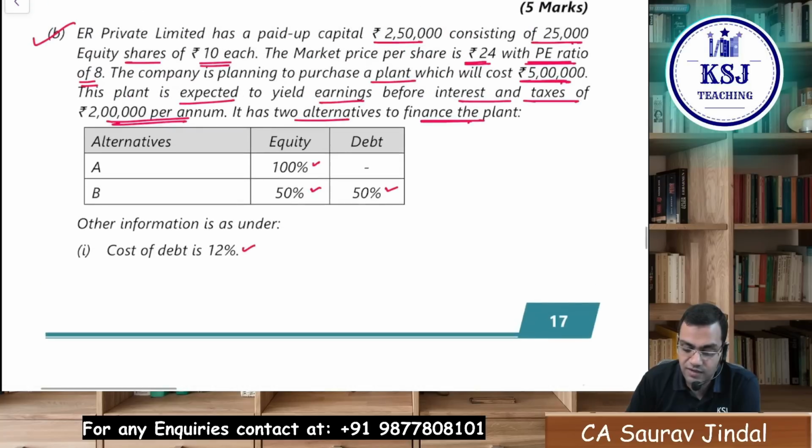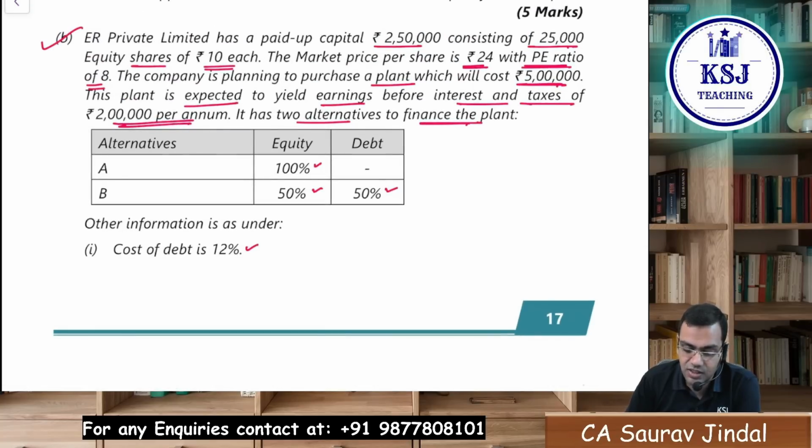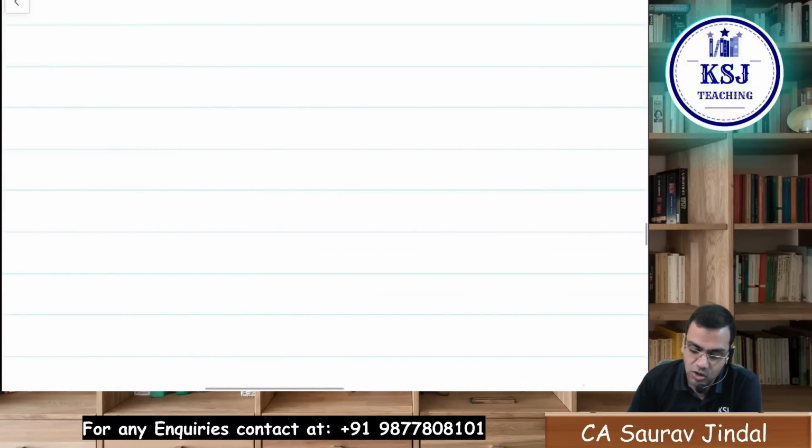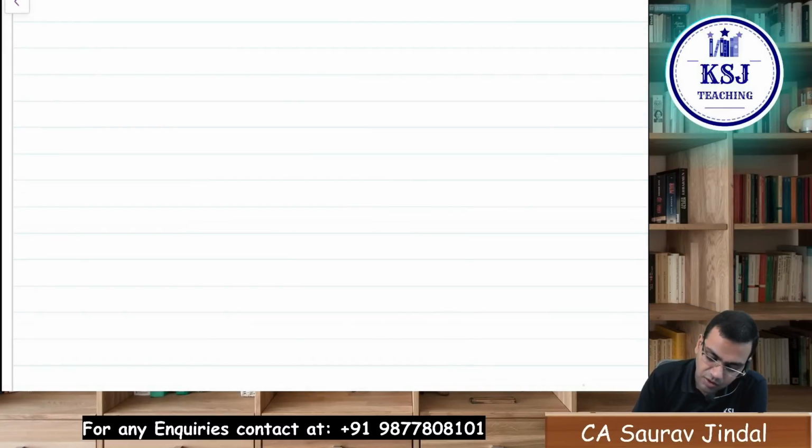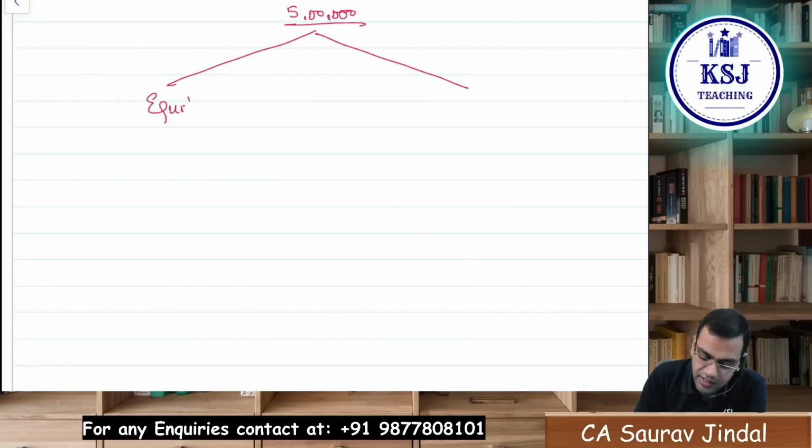So you have to evaluate, sir. Existing number of shares are also there, so there are two options. You want to raise how much, sir? Okay, 5 lakh rupees you want to raise. Now for this 5 lakh rupees you have two options. One is all your equity option. Second is equity plus debt option.